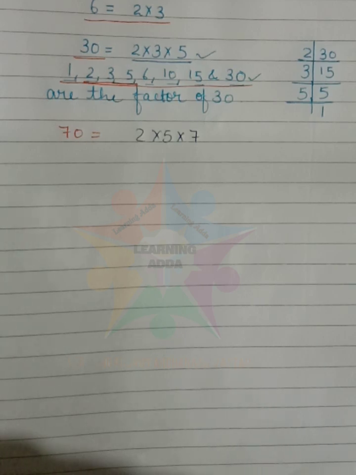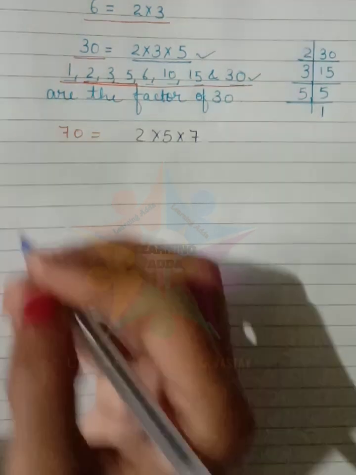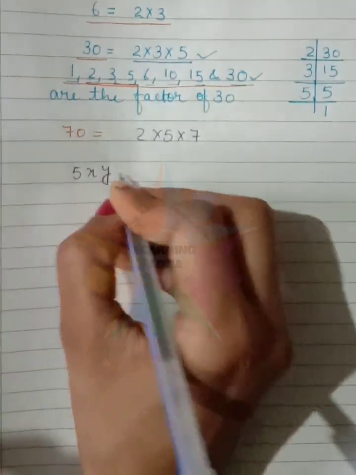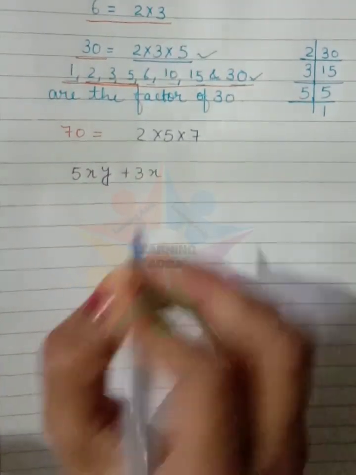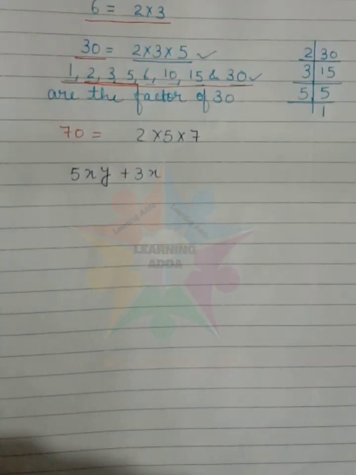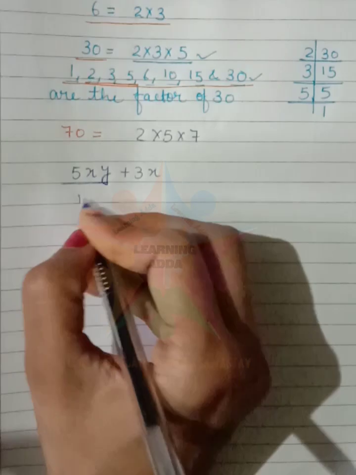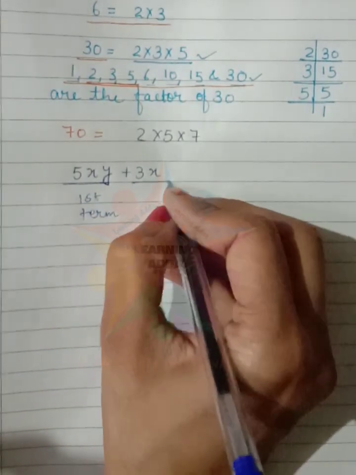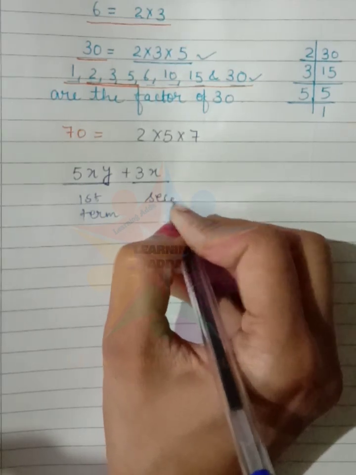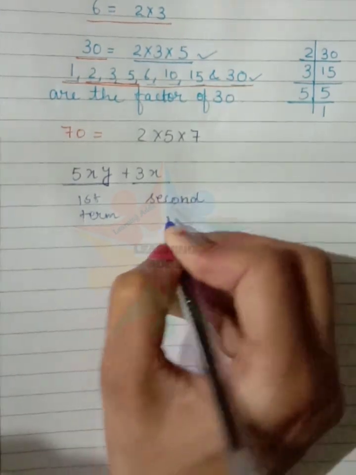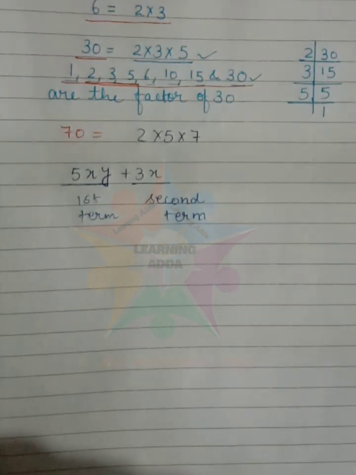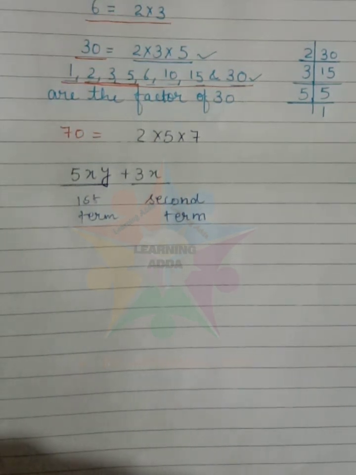For example, in the algebraic expression, we take 5xy plus 3x. Here there will be two terms. First term is 5xy. This is the first term. And second term is 3x. This is the second term. But one term is formed as a product of factors.